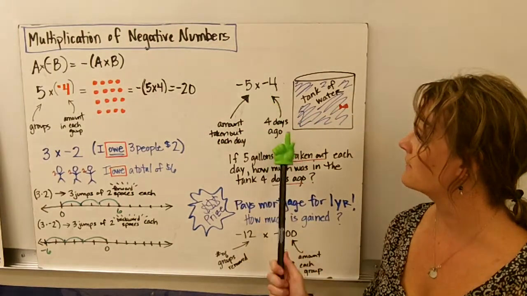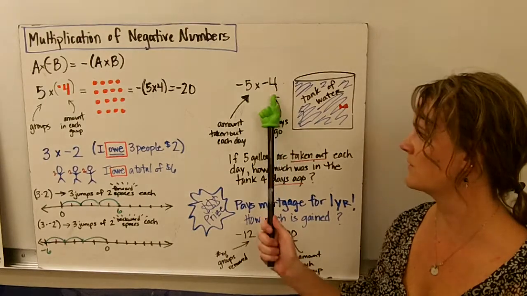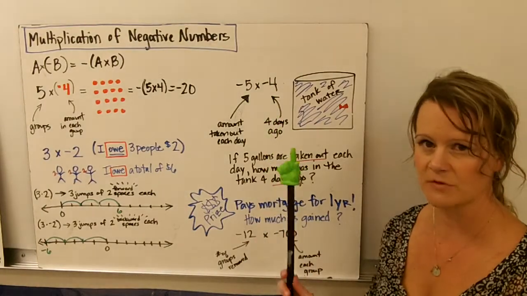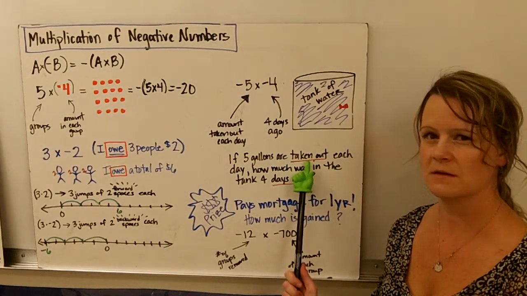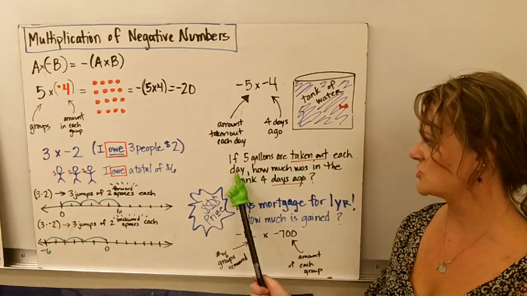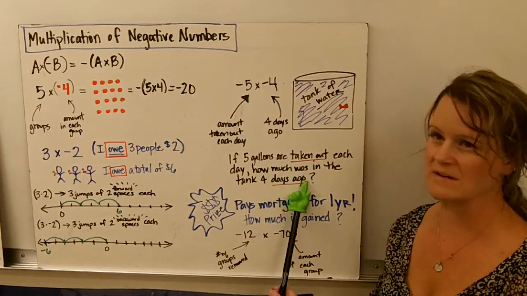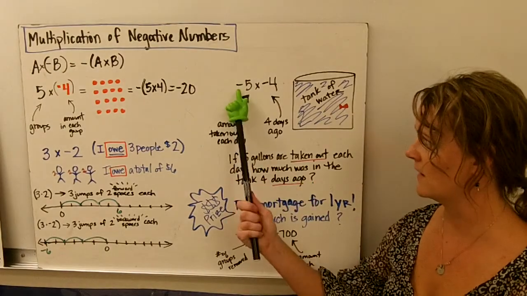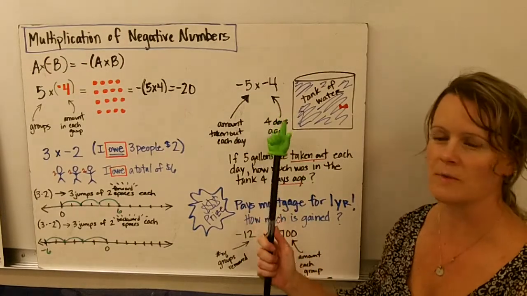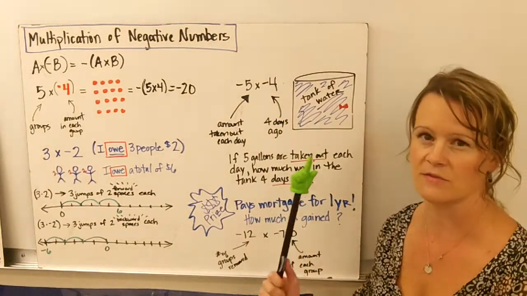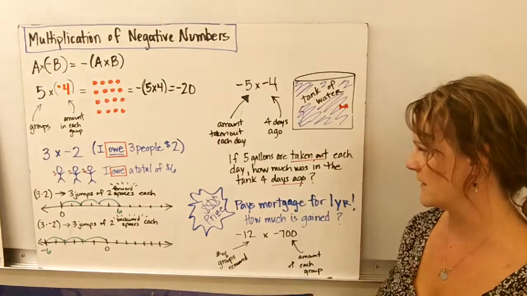And then my negative 4 is going to be referring to 4 days ago in my problem. So here's a problem. If 5 gallons are taken out, so there's the negative reference, each day, how much was in the tank 4 days ago? So I'm able to model then how much is taken out 4 days ago. And then of course we know that my answer would be a positive 20. That's where I started in the positive 4 days ago.